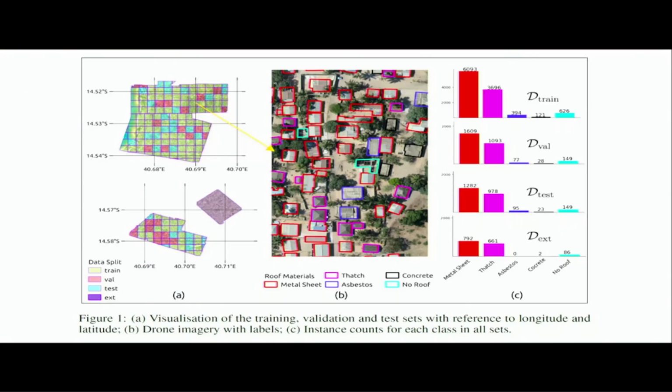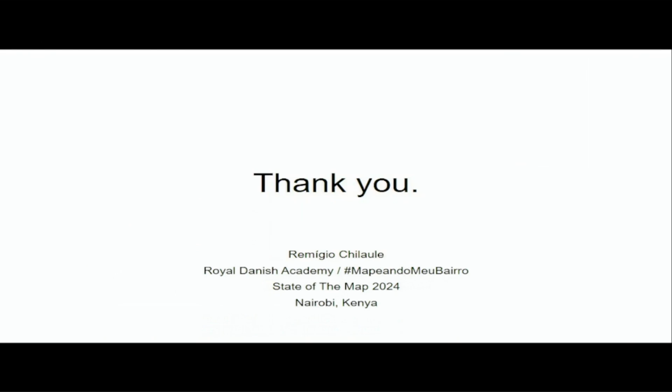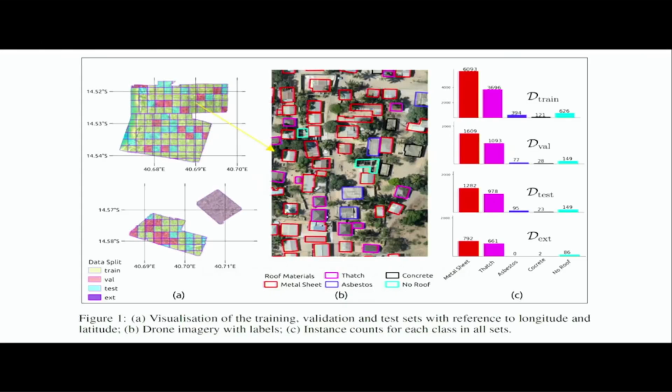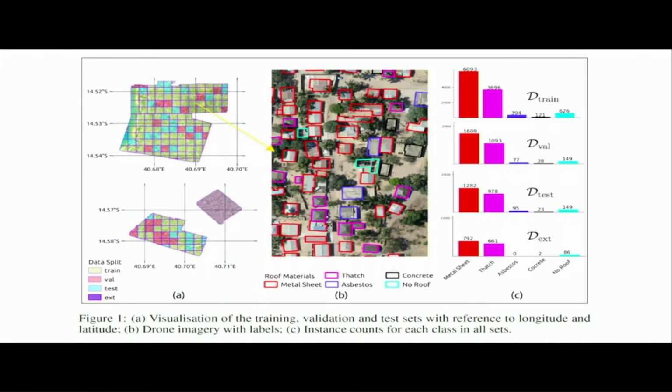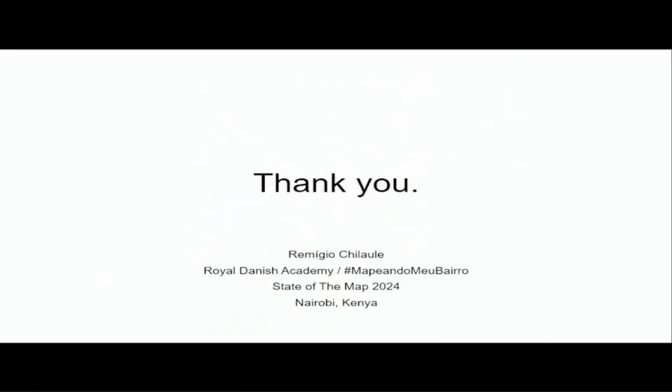I can see the 5 minutes are up, but yes, this is more the technical part. As I said, that's not really my specialty, but we provided this data, and the different machine learning models are experimenting with this data to see which ones are more accurate and more effective in detecting both the polygon and the roof material. Thank you very much. Yes, thank you, Remígio.